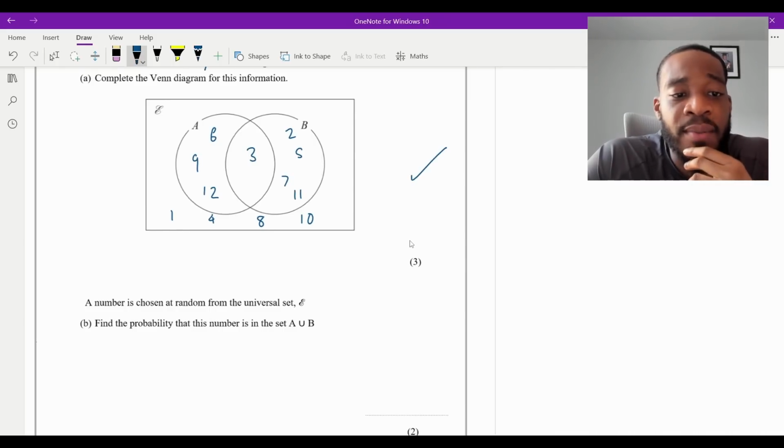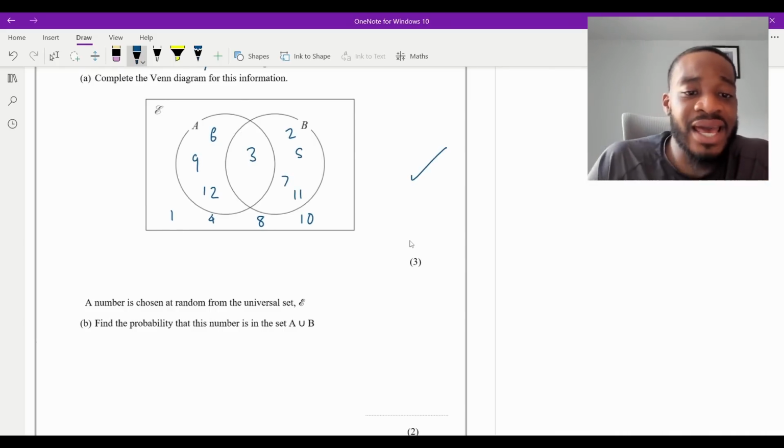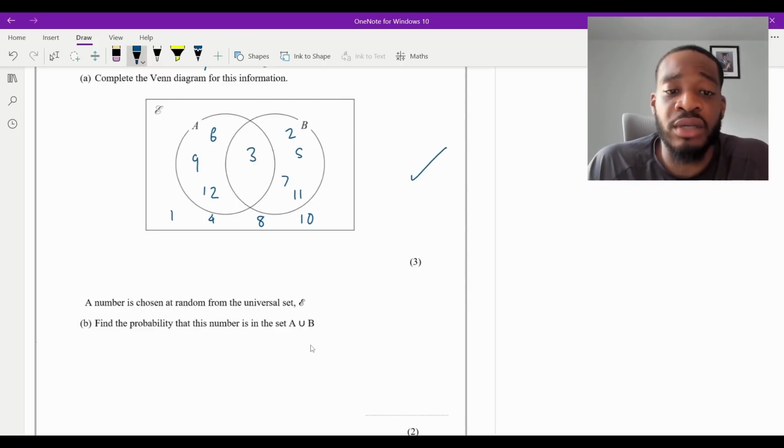Part B says find the probability that this number is in the set A and then this symbol here, which is union B, right? So U means union. And what that means is that you're looking for every number that is inside the 2 circles, right? So you have to look at this part. So how many numbers do we have here?